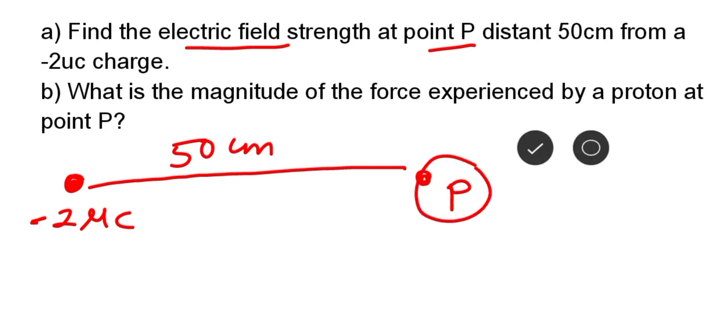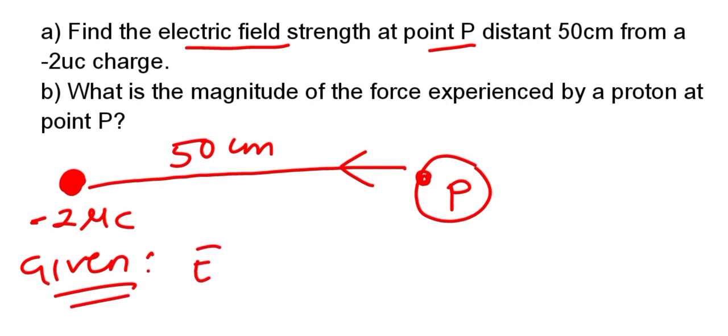This point P, we want to calculate the electric field being felt there. We know for a positive charge, the electric field radiates outwardly. For a negative charge, the electric field radiates inwardly. So definitely it will be coming inward due to this negative charge. So we need to bring out our given, right?